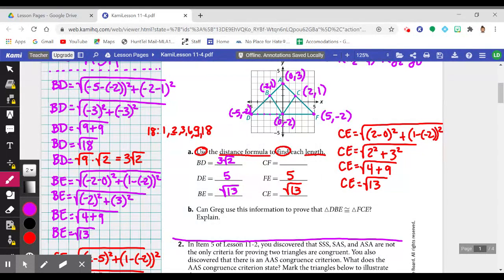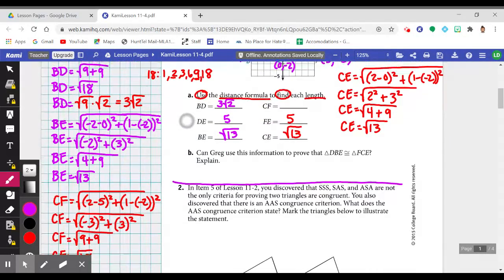So D is located at -5, -2. E is located at 0, -2. So from -5 to 0, that's 5 units. Same thing with FE. We said the same thing here. -5 to 0 on the x-axis is 5 units.